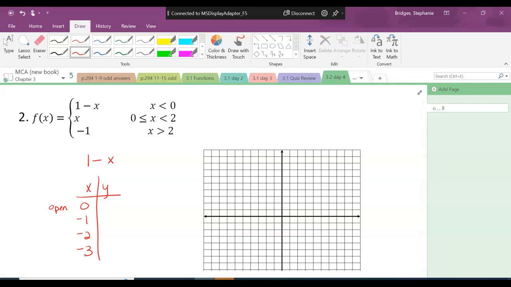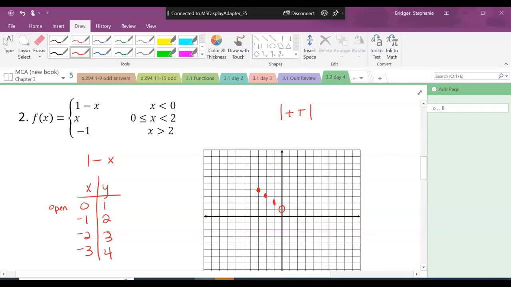What is 1 minus 0? 1. What is 1 minus a -1? 1 minus -1 turns to 2. Okay. What about 1 minus -2? What does that turn to? 3. And then 1 minus a -3 turns to 4. Okay. So we're going to plot those points. 0, 1 is open. -1, 2. -2, 3. -3, 4.